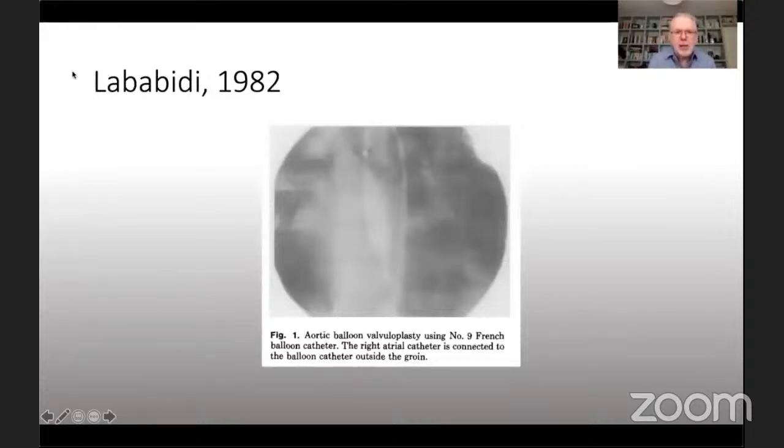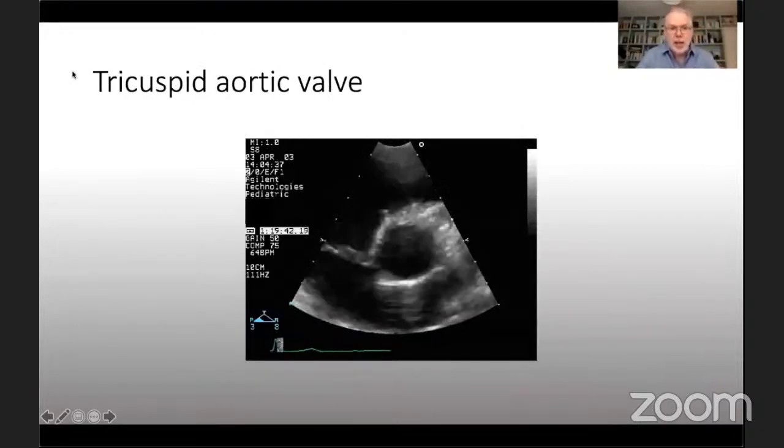This is the first balloon dilation of the aortic valve performed by Lababidi in the University of Missouri in 1982. It was an 8-year-old child, and he got a very good result. He was concerned that he might create ventricular standstill when the balloon was inflated, and for this reason, he decompressed the balloon catheter through a catheter going to the right atrium. This was not, in fact, necessary, but he got no aortic regurgitation. But this is an older child.